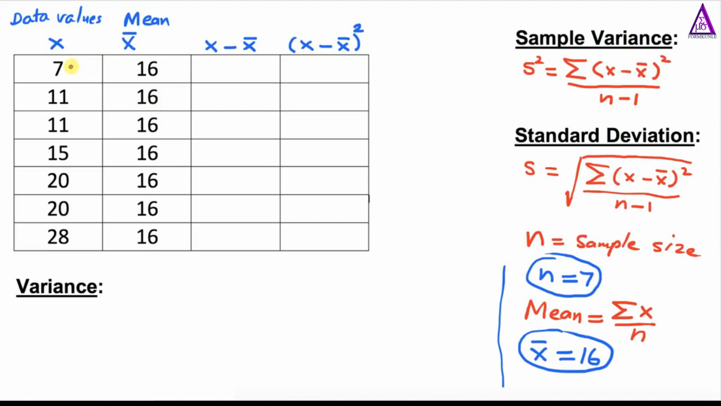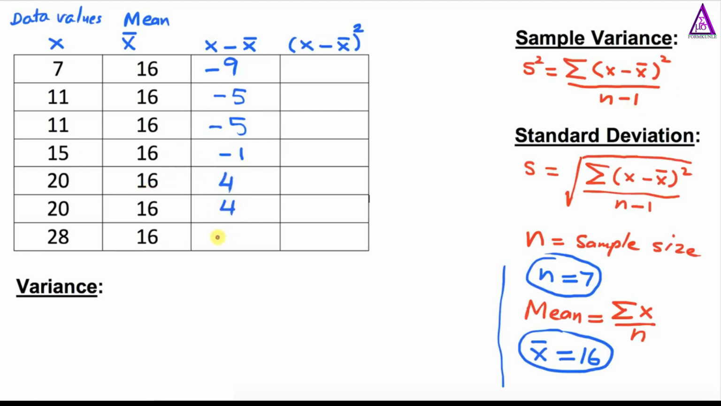Now we can create a table to find the variance and standard deviation. Fill out the values of x, and the x bar, which is our mean, which is 16. The next column is x minus x bar. The first one is 7 minus 16, which is negative 9. And 11 minus 16 equals negative 5. 11 minus 16 again, negative 5. 15 minus 16, negative 1.